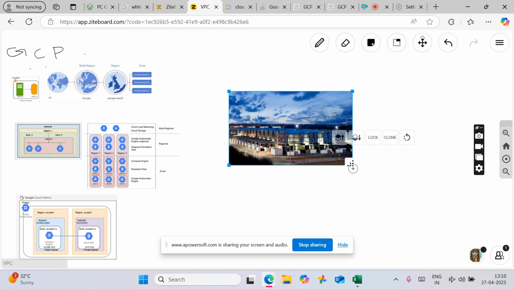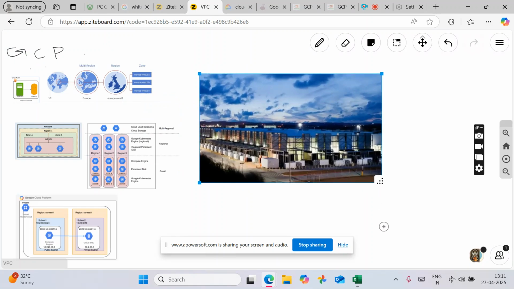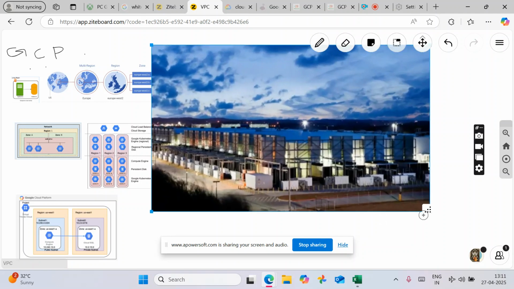The picture shows a Google Cloud data center. You can see the data center is built of servers and it has some cooling mechanism with water pipes which cools the servers, and it has electricity, and this has all your servers and everything. This particular data center is maintained by GCP.